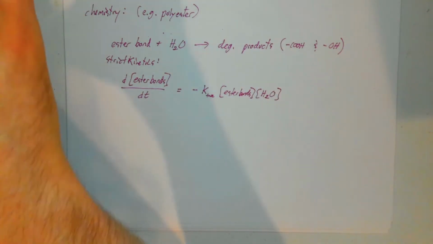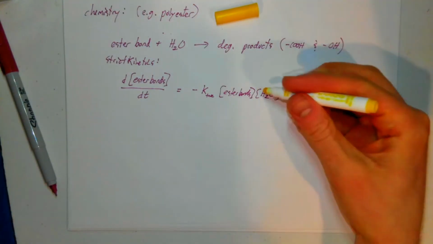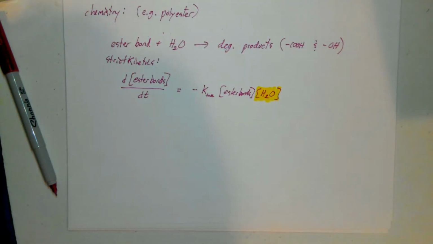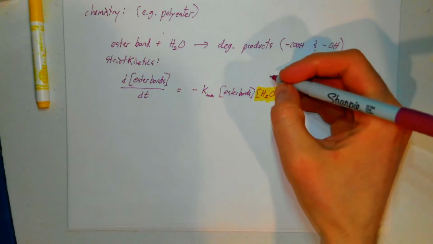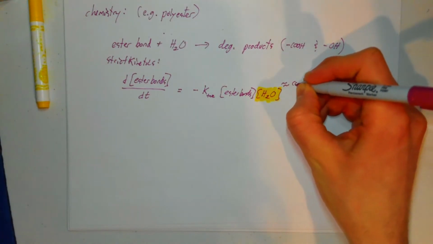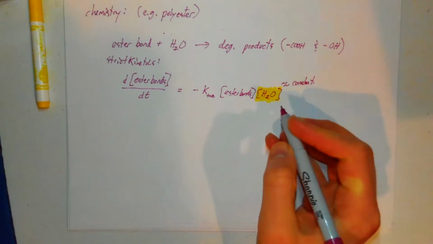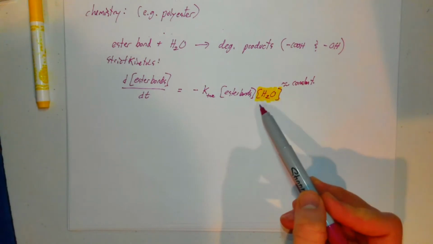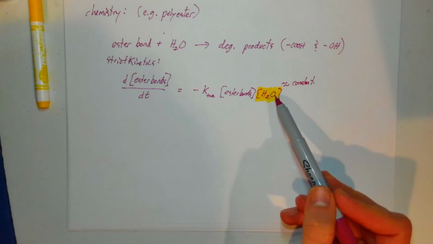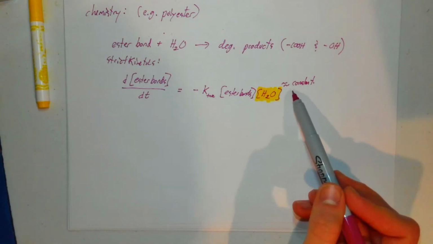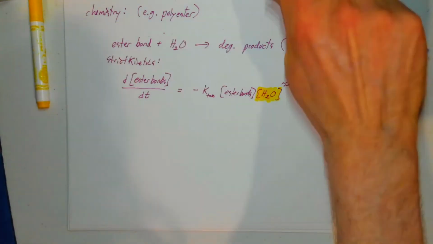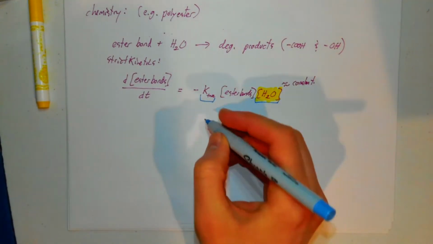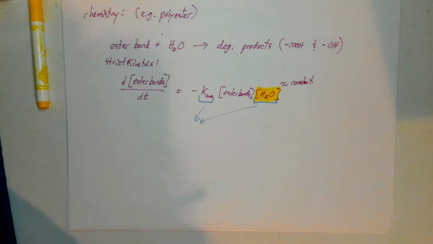In real life, in the body, this H2O is always there, right? The insides of our bodies are always wet, so this is approximately constant. It's not like you put some polyester inside someone's body and all of a sudden all the water in you is depleted. Nope, there's plenty of water in us, and that water is always constant. So what people typically do is combine this true K and the concentration of H2O into an effective K.